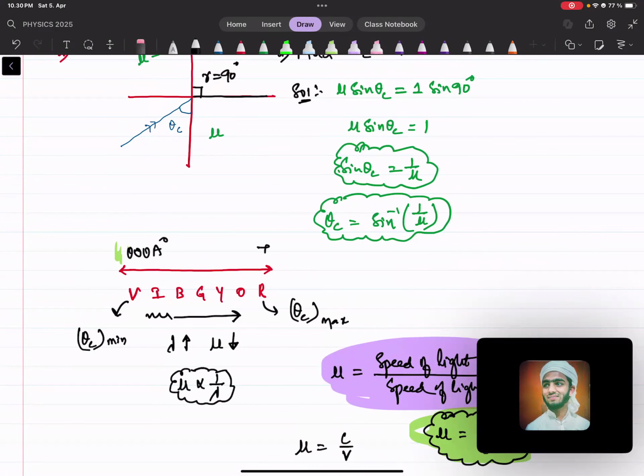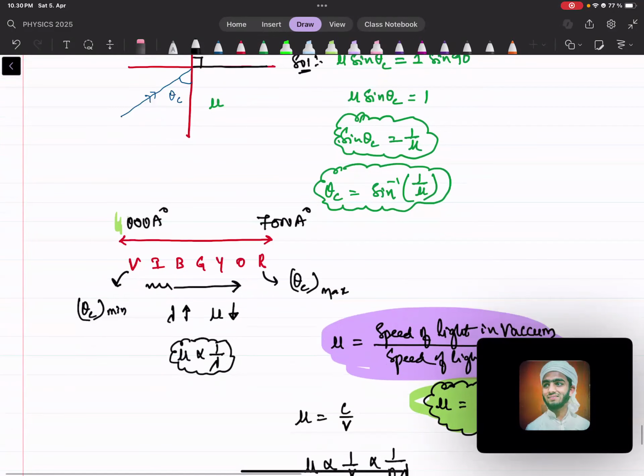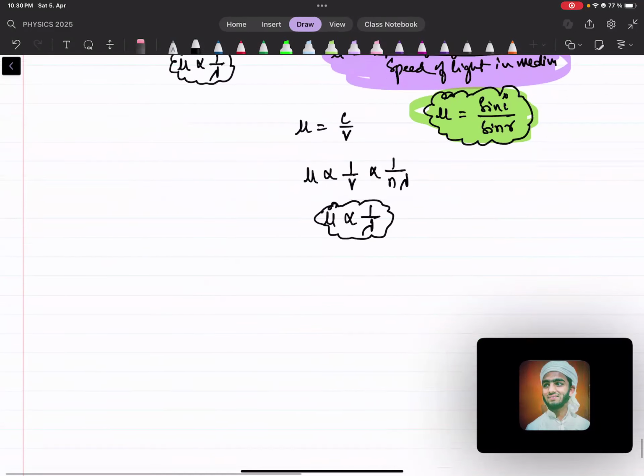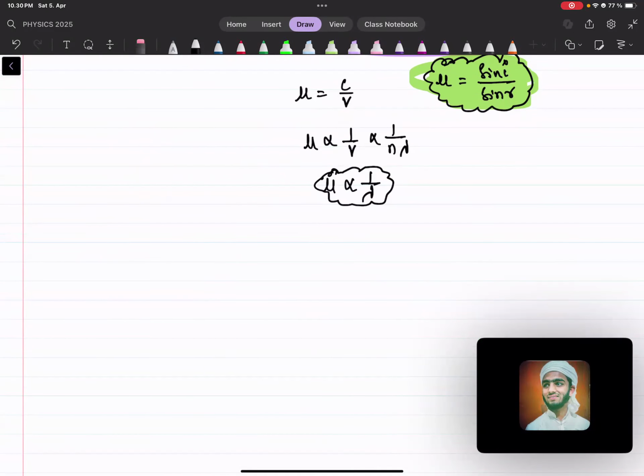And this will be some around 7000 angstroms. So wavelength is increasing. What happened to frequency? Frequency decreases. Frequency will change if and only if the source is changing. Try to remember that one. Clear?